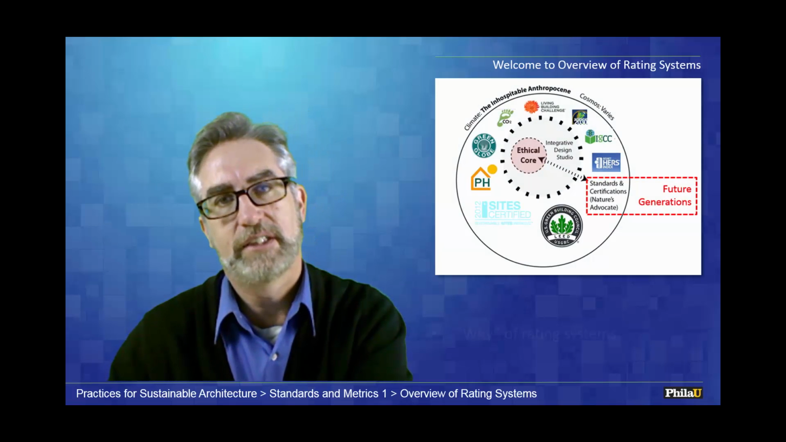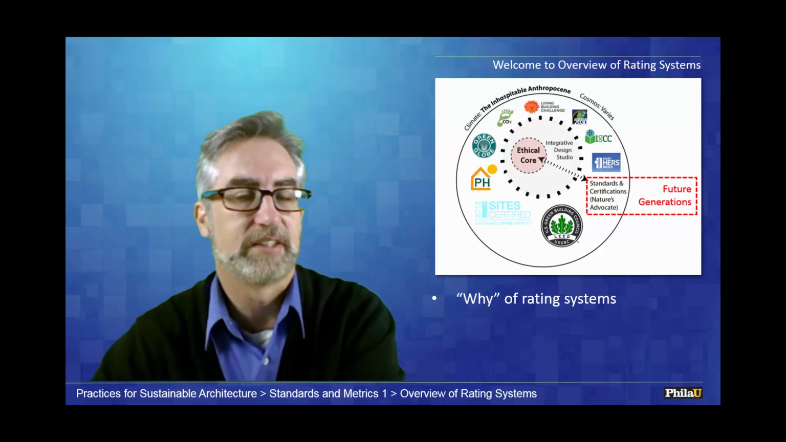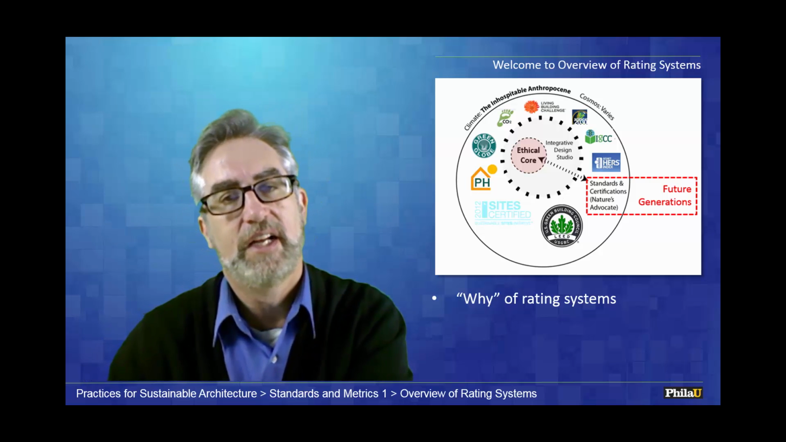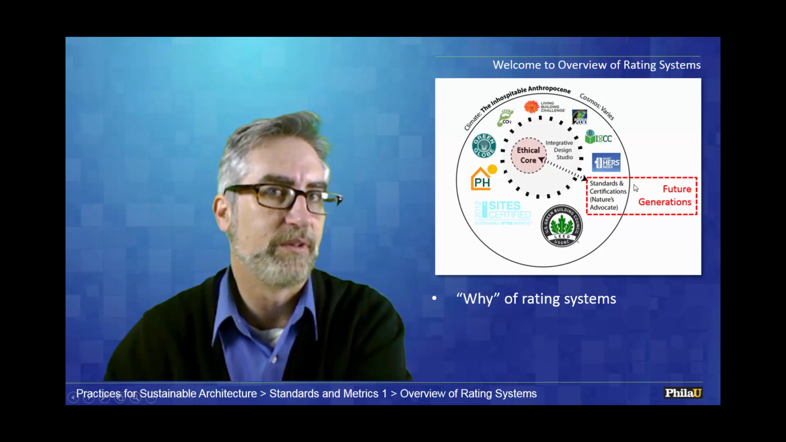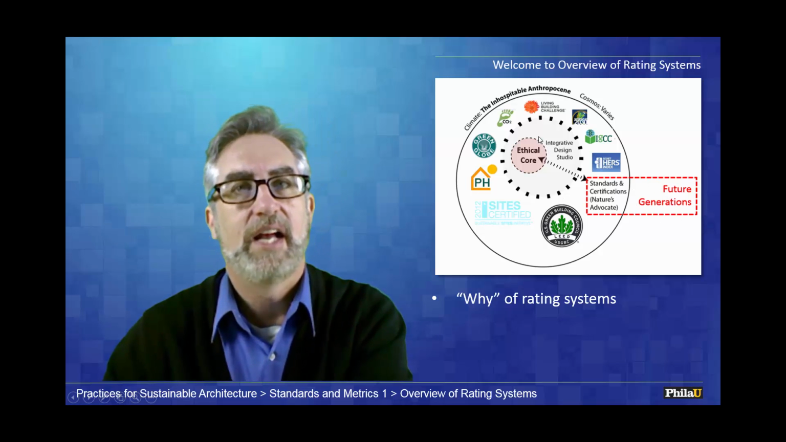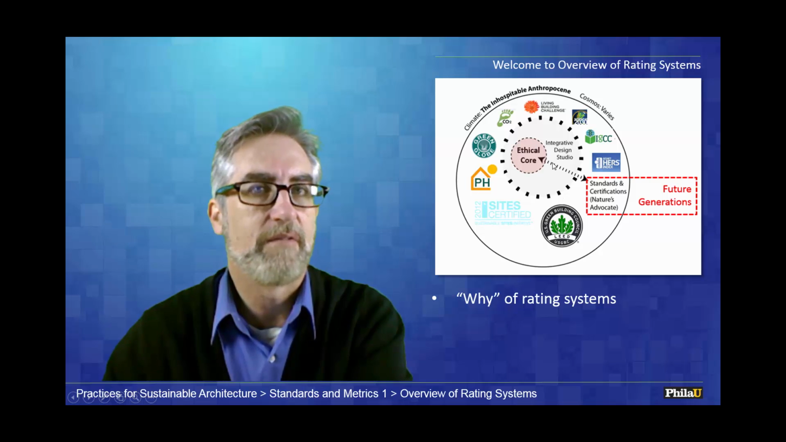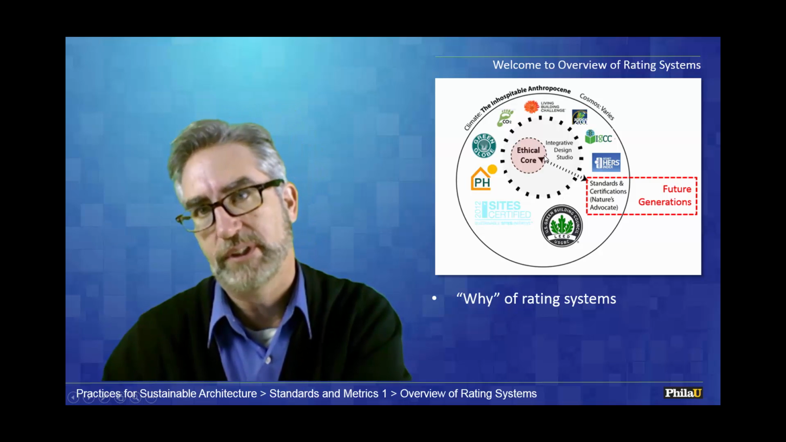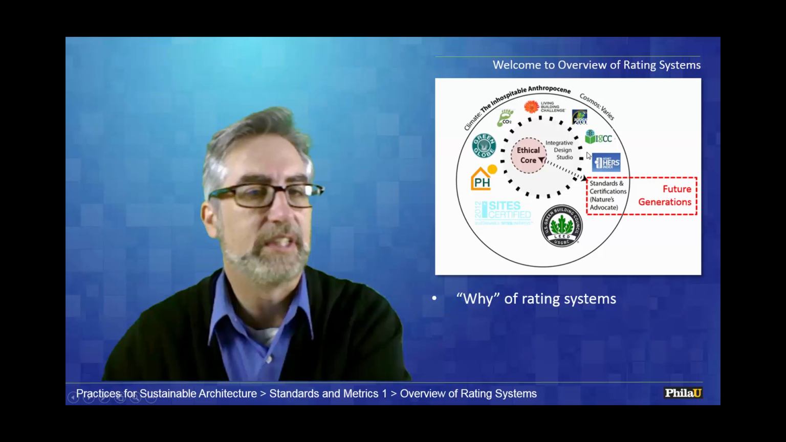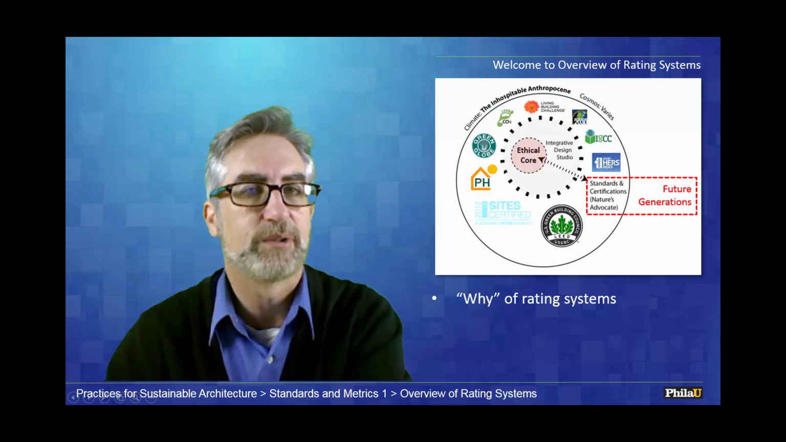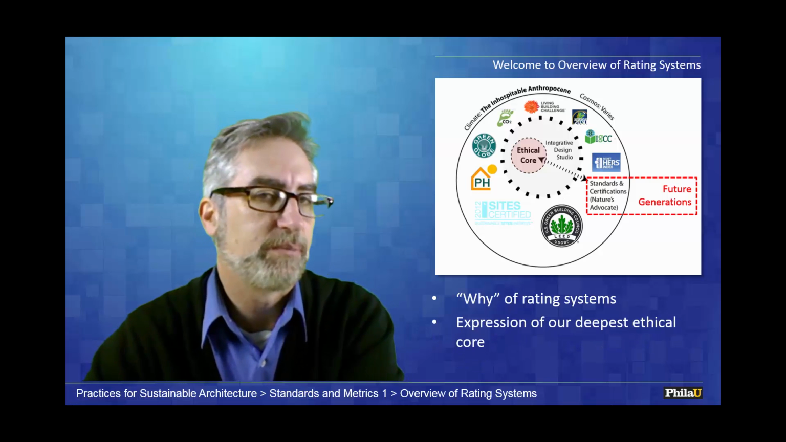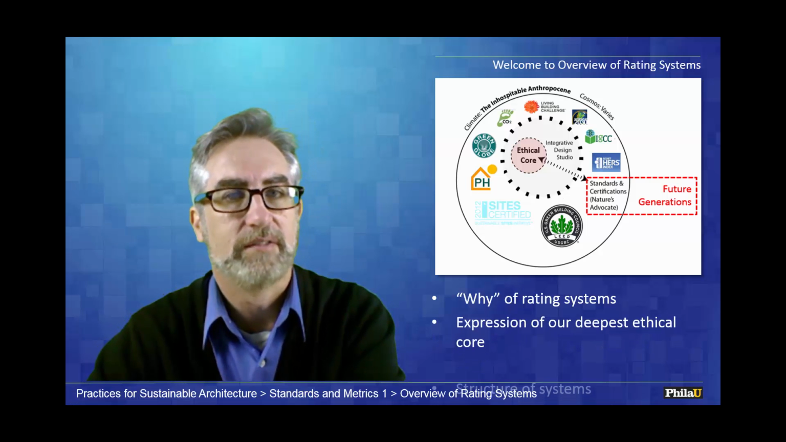Welcome to Overview of Rating Systems. In the last introduction, we talked about the why of rating systems, and the diagram that you see here is actually an expression of taking care of future generations through the decisions that we make now and expressing our ethical core, our foundation for goodness or altruism. All of these rating systems really stand as a proxy for protecting and regenerating the natural world. And so it's really an expression of our deepest ethical core.